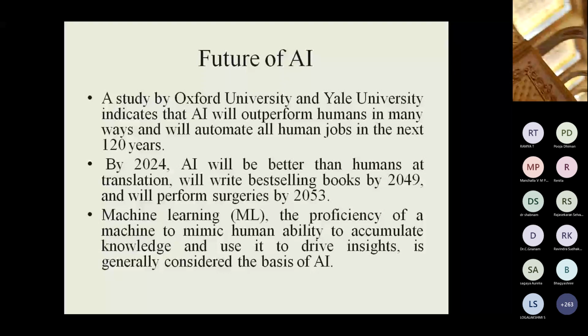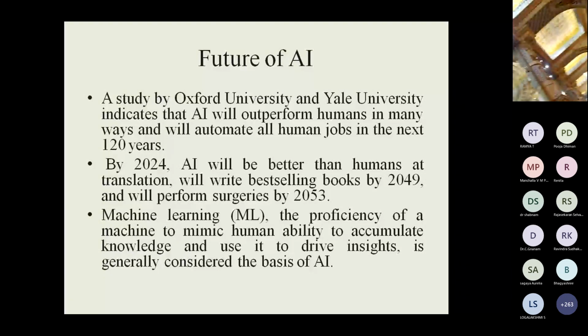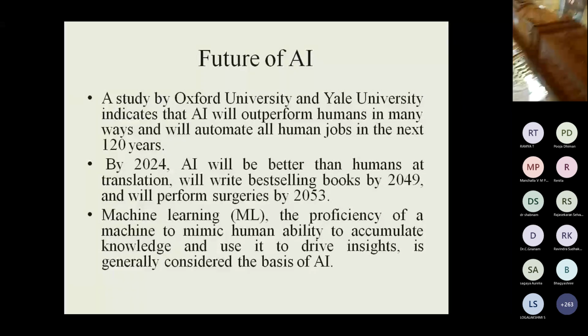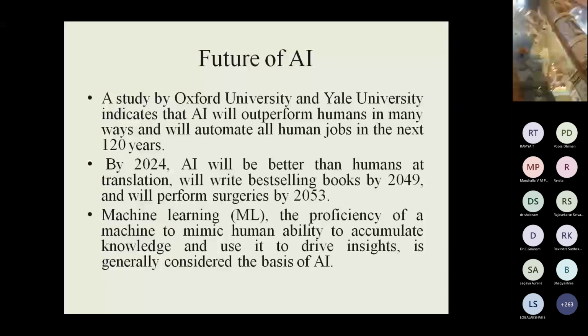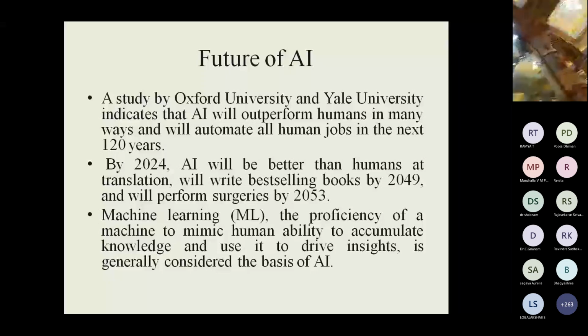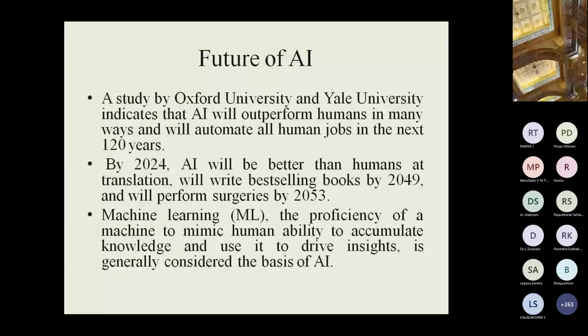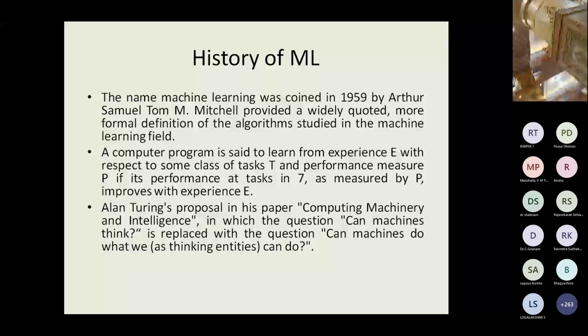Machine learning, obviously, is a proficiency that mimics human ability and also accumulates knowledge and user-driven insights. Nowadays we are giving the insight to the system, but obviously it will change once AI takes over. I have given some sort of history of what AI will be experiencing with programming and everything.